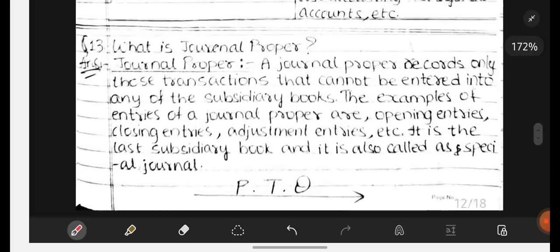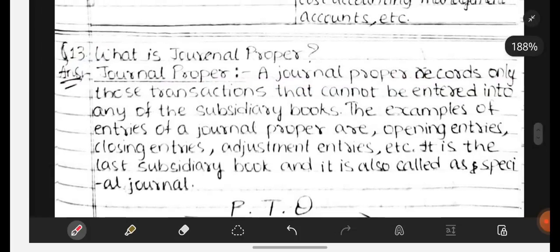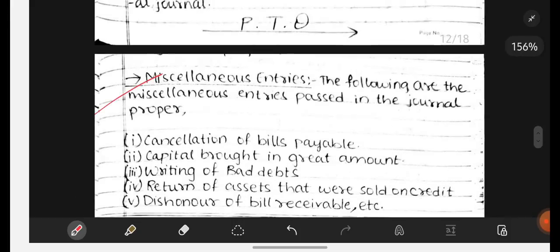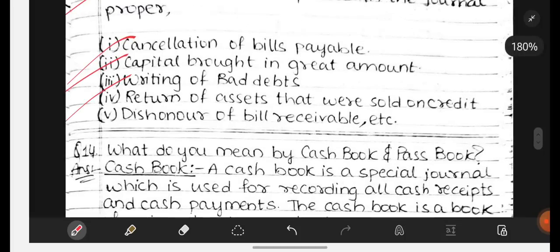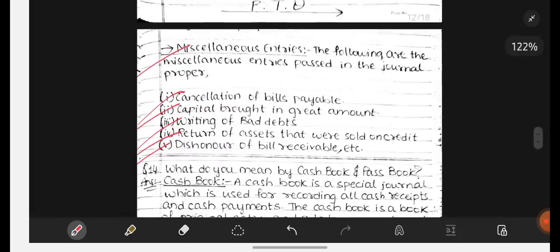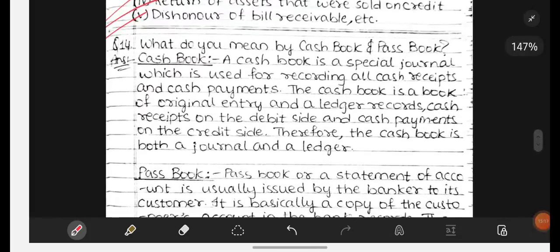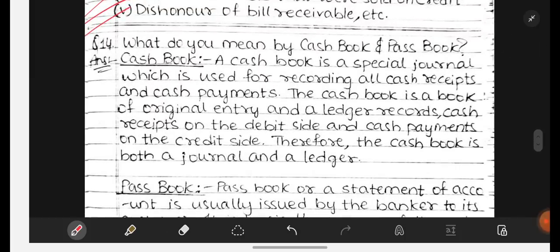Okay, then what is journal proper? You have to write a journal proper meaning. A journal proper records only those transactions that cannot be entered into any of the subsidiary books. Yes, that you have to write. What are the entries? These entries you have to write: cancellation of bills payable, capital brought in, writing off of bad debts, return of assets that were sold on credit, dishonor of bills receivable, whatever is there you have to write. Then see, the video is becoming very long, so I'm not explaining everything, just see. I will be sharing this in the Telegram group, you can have a look.